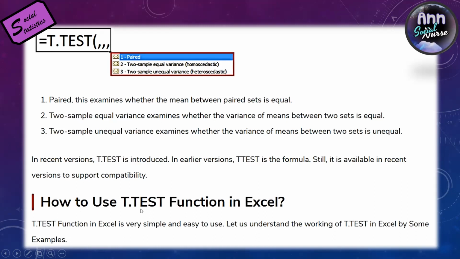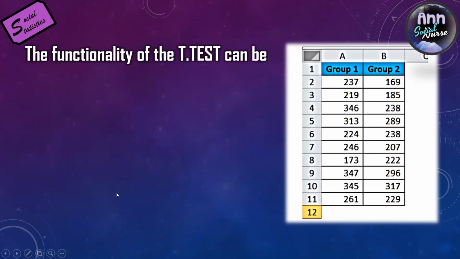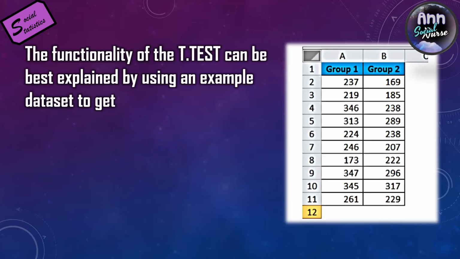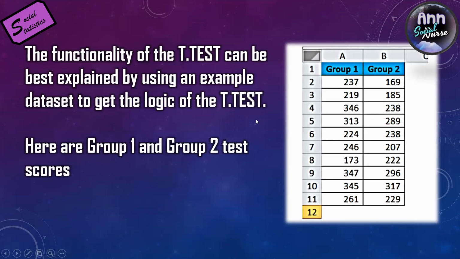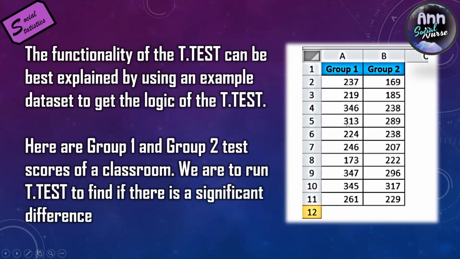So now, how to use the t-test function in Excel? The t-test function in Excel is very simple and easy to use. Let us understand the working of t-test in Excel by some examples. I've mentioned these 3 types; we're going to do them. Now, the functionality of the t-test can be explained best by using an example dataset to get the logic of the t-test. Here are Group 1 and Group 2 test scores of a classroom. So, of course, these are the totals of the tests given.